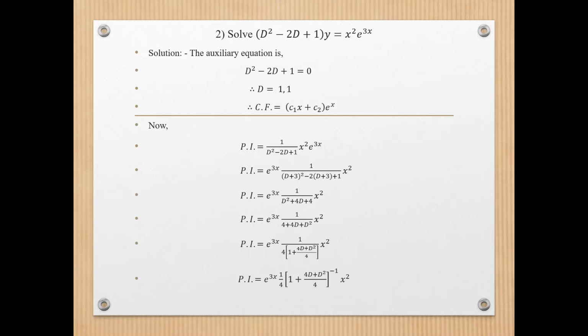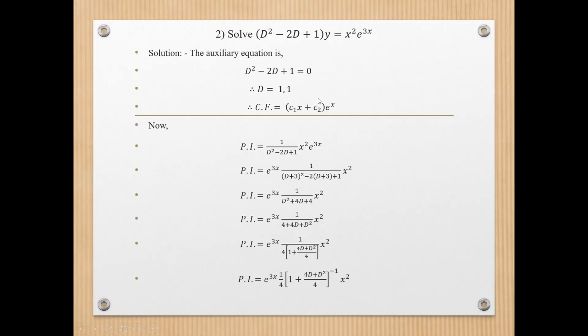For that we have to first find the auxiliary equation. The auxiliary equation is D square minus 2D plus 1 is equal to 0. Find the roots of this polynomial of degree 2. This polynomial has exactly 2 roots, and the roots are 1, 1. There is no imaginary part involved, so both the roots are real and both the roots are the same, so one is repeated 2 times.